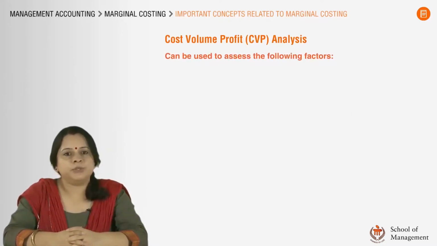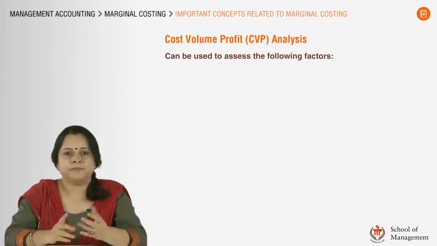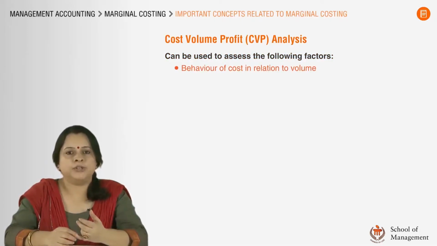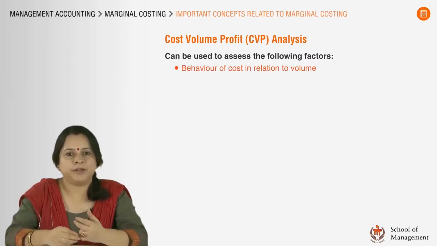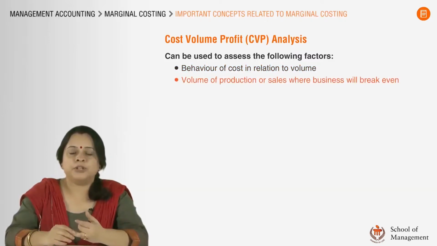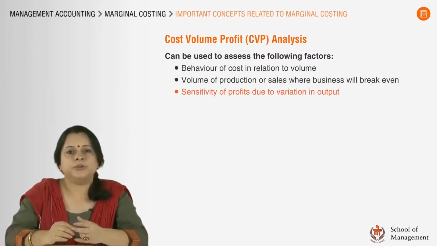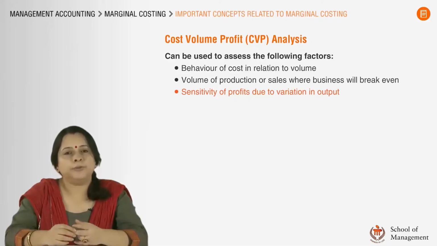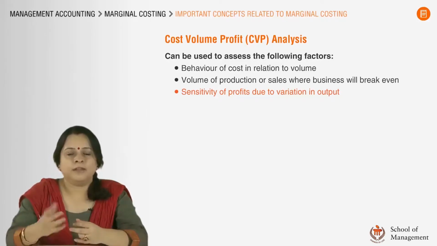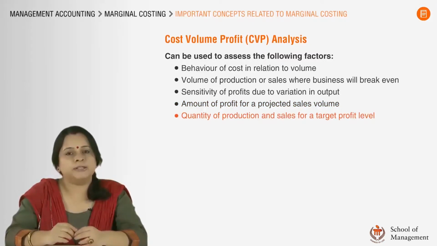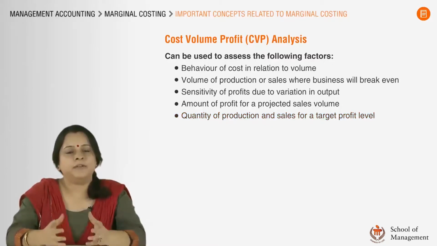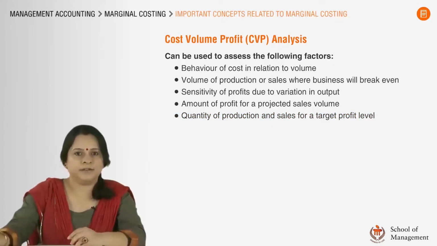CVP analysis can be used to assess the following factors. First, behavior of cost in relation to volume. How does the cost change with respect to change in the number of units manufactured or produced? Volume of production or sales where the business will break even. Sensitivity of profits due to variation in output. How does the total profit earned by a firm vary when there is variation in the number of units sold? Amount of profit for a projected sales volume. Quantity of production and sales for a target profit level. We will now try to understand each of these factors in greater detail.